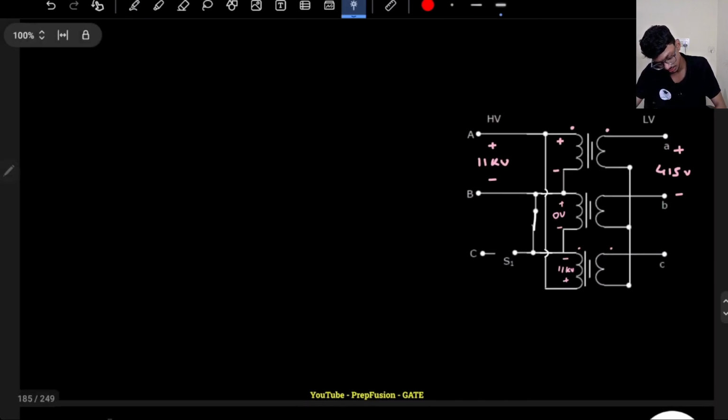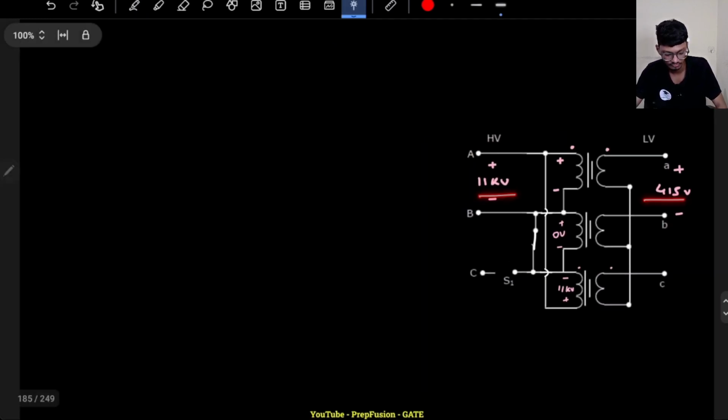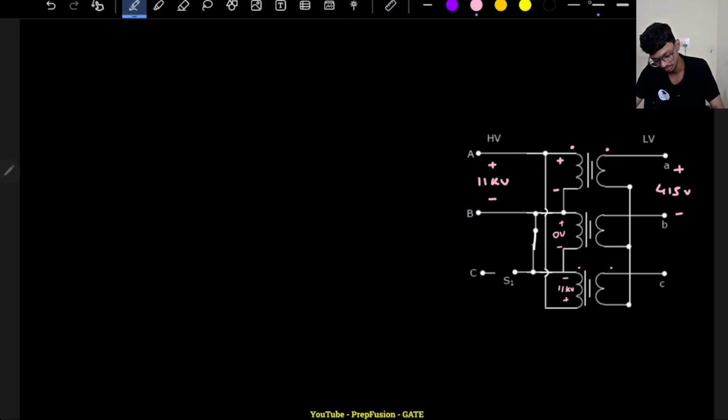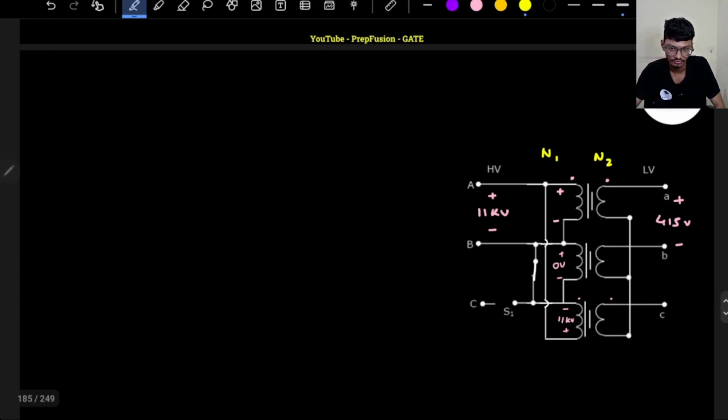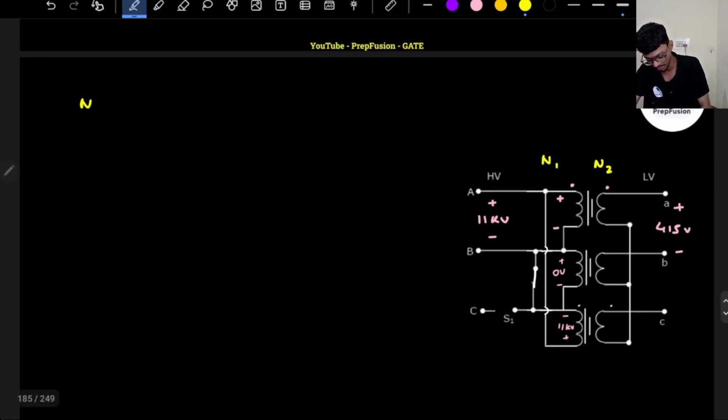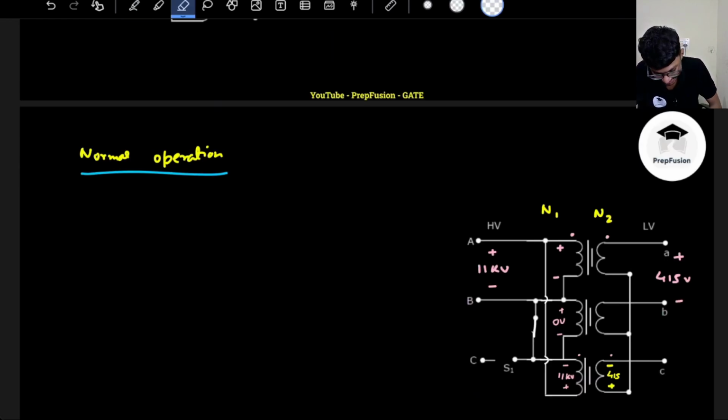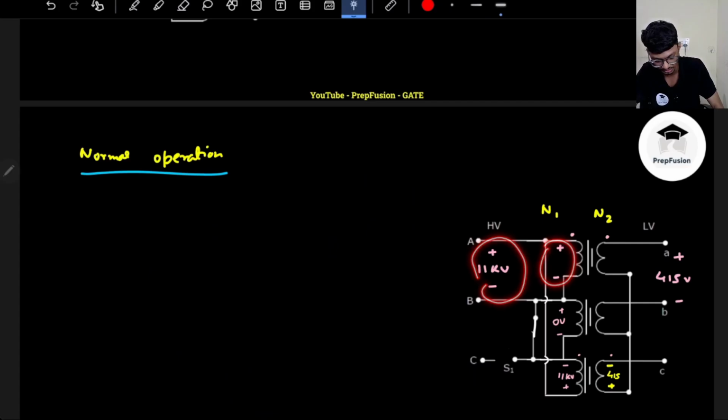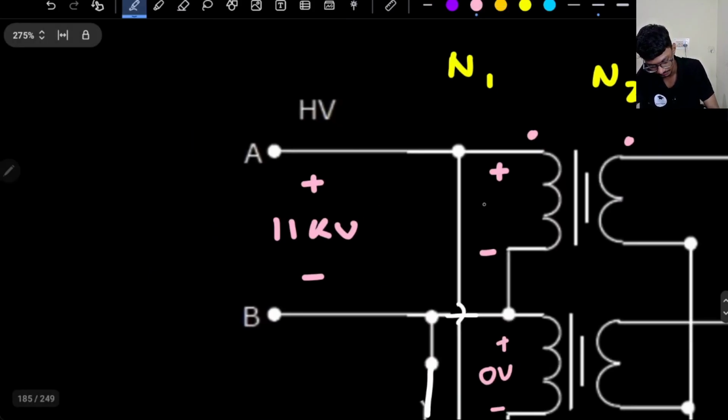I will calculate. So line to line is 11 kilovolt upon 415. Let me calculate the turns ratio. Let me write down turns ratio: N1 divided by N2. For normal operation I will calculate the turns ratio, and it will obviously be the same because the transformer will not change. So this transformer is delta star connected, right? If it is delta star connected, that means here the voltage will be 11 kilovolt only.